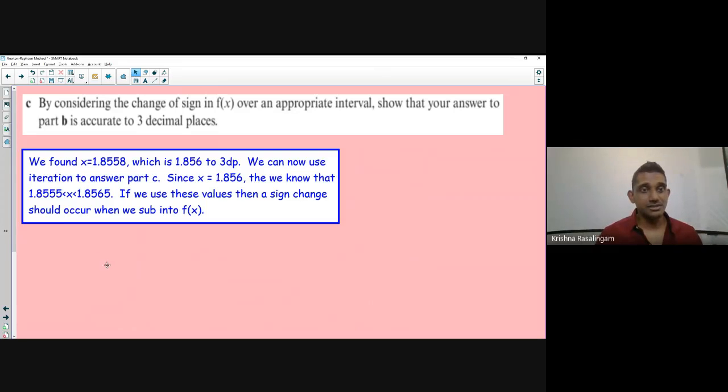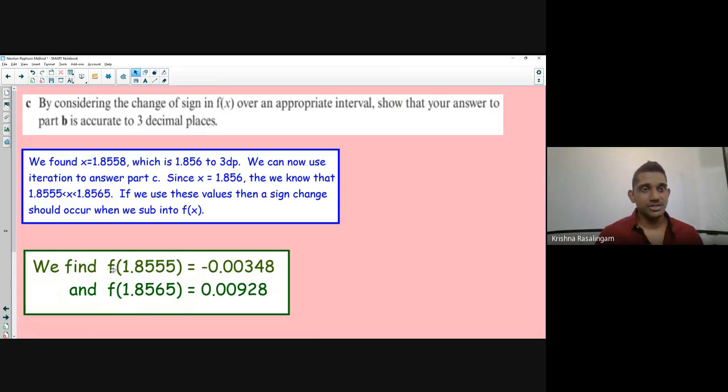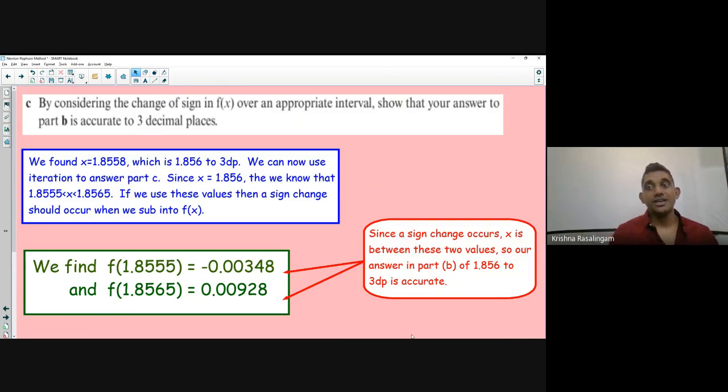So I sub those in. When I sub those into the original function, I get a negative and a positive. The sign change has occurred. So therefore, 1.856 is a suitable solution. And that's it. That concludes Newton-Raphson.